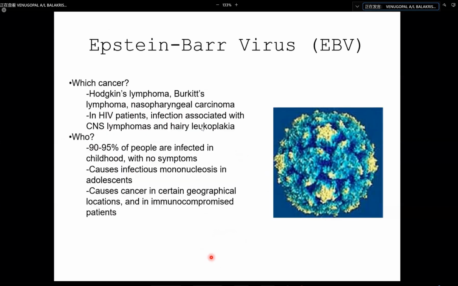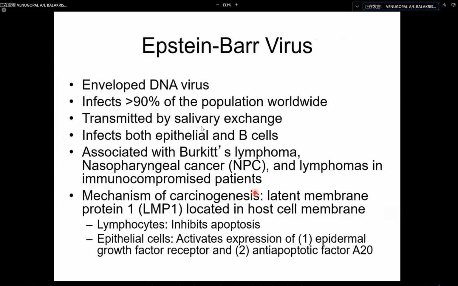Let's look at EBV. It causes skin lymphoma, Burkitt lymphoma, nasopharyngeal carcinoma, and in HIV patients, it is associated with CNS lymphoma and hairy leukoplakia. So who can get it? Usually about 90 to 95% of people are infected in childhood with no symptoms; it causes infectious mononucleosis in adolescents, and causes cancer in certain geographical locations and in immunosuppressed patients. It's an enveloped DNA virus, infecting more than 90% of the worldwide population, transmitted by salivary exchange. It can be transmitted by salivary exchange because it's all about the nasopharyngeal, oropharyngeal areas, and so on.